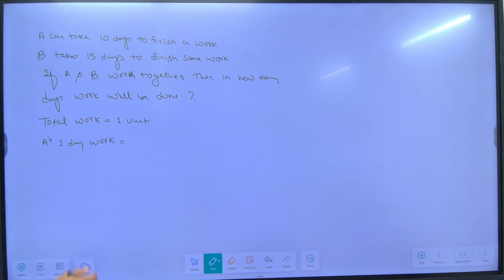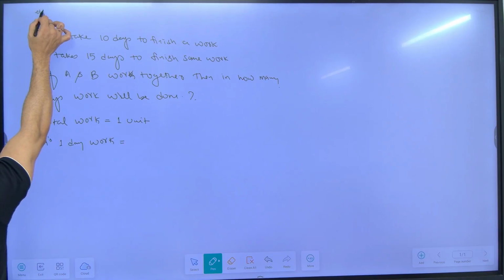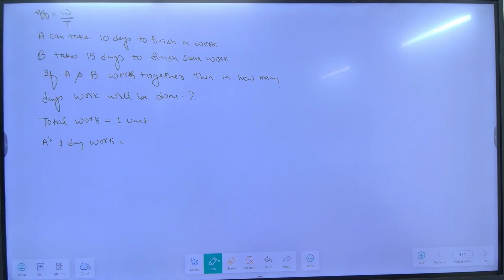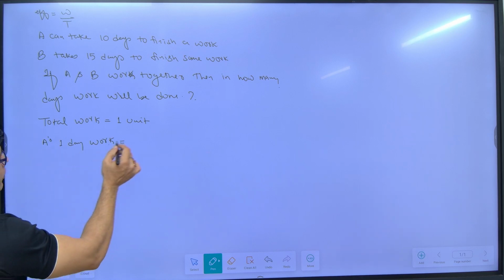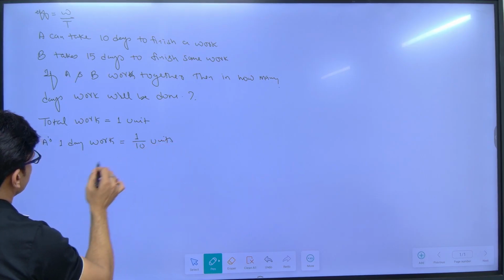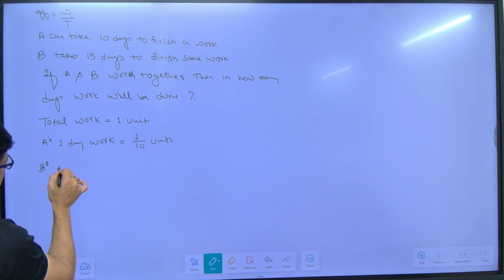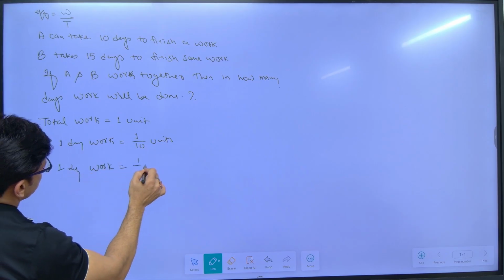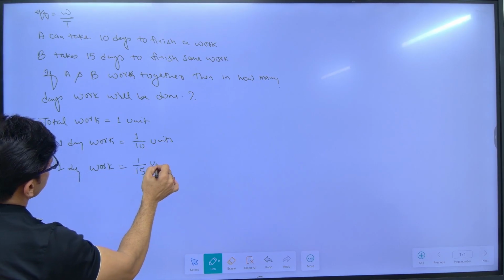Now what is the formula for efficiency? Work done upon time. Time is the number of days. How much is the work? 1. And days? 10. So A's 1 day work will be what? 1 by 10 units, or not? And what about B's 1 day work? 1 by 15 units per day, right?